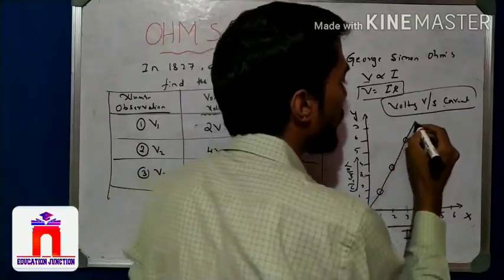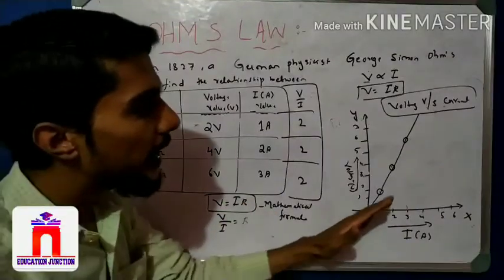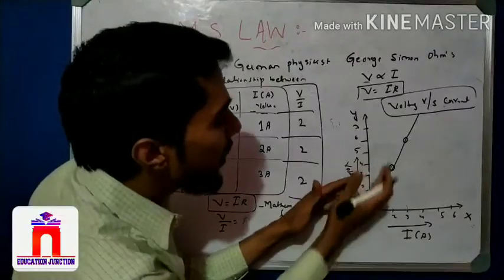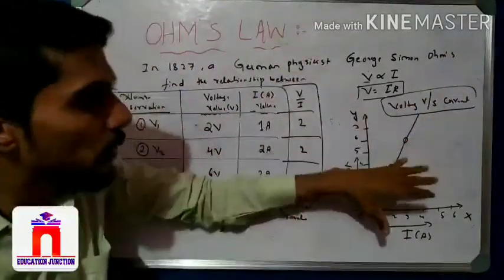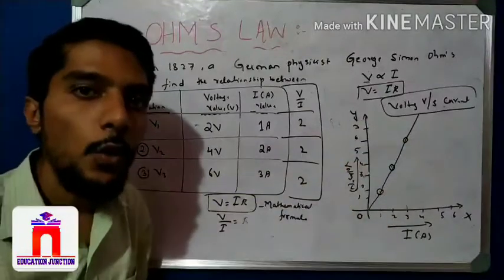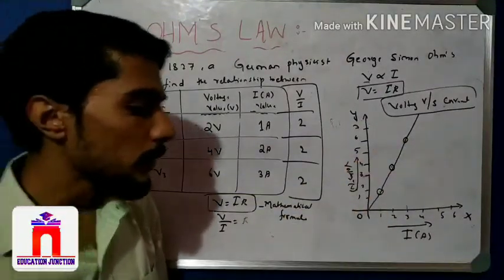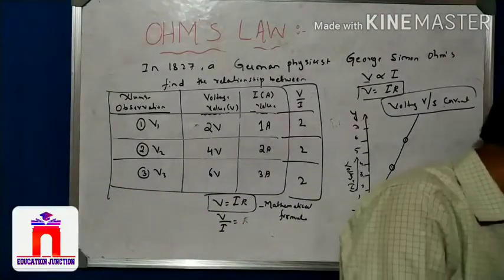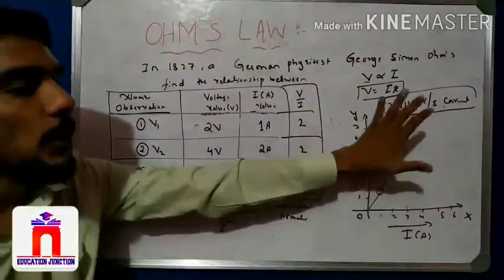In the graph you observe that we get an exact straight line, and that straight line indicates that whenever the voltage increases, the current also increases. That is what the graph shows, and this is Ohm's graph. Right, students? This is Ohm's graph.